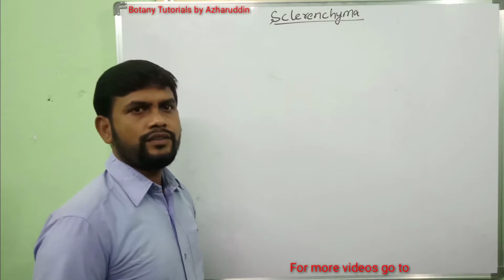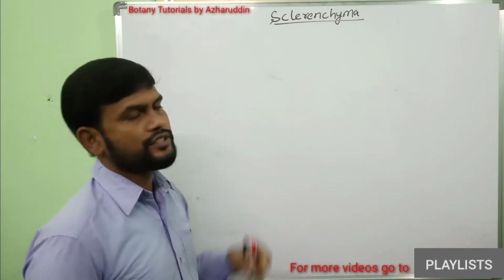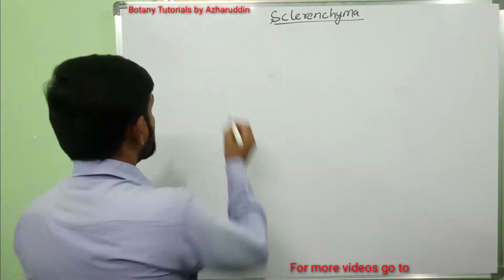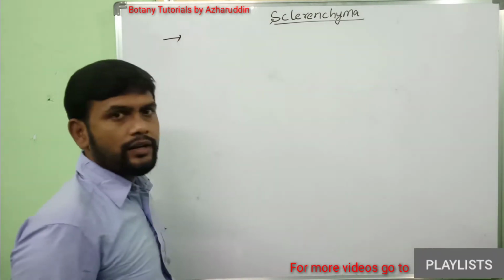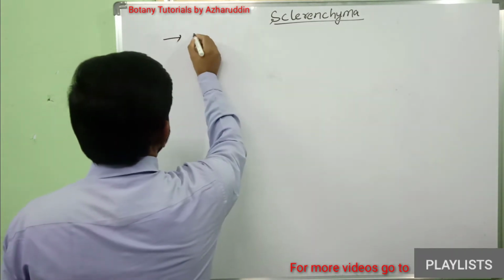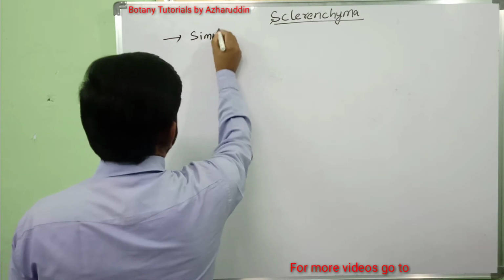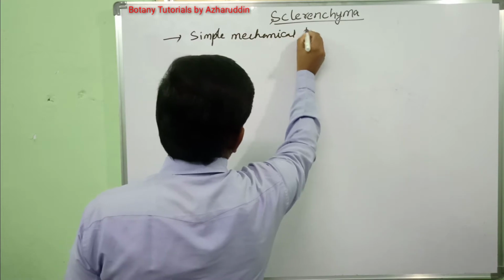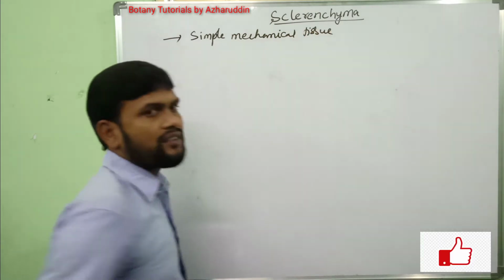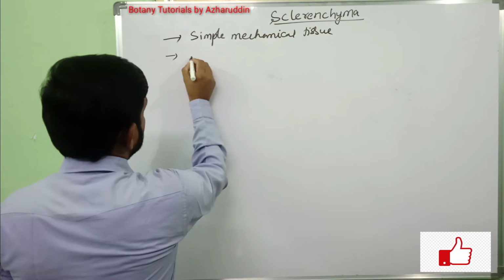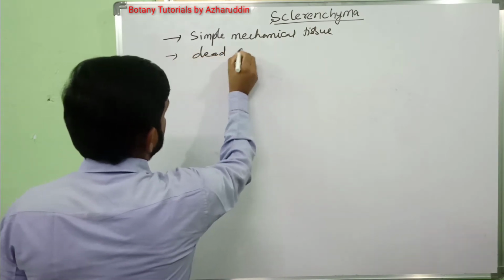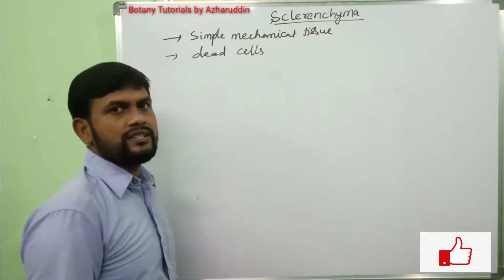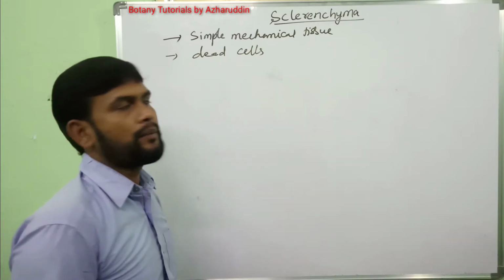Hello everyone. In this session, I will take up another type of simple tissue, that is sclerenchyma. Sclerenchyma is a simple mechanical tissue and it is composed of dead cells. It is the important tissue which provides rigidity and hardness to the plant body.